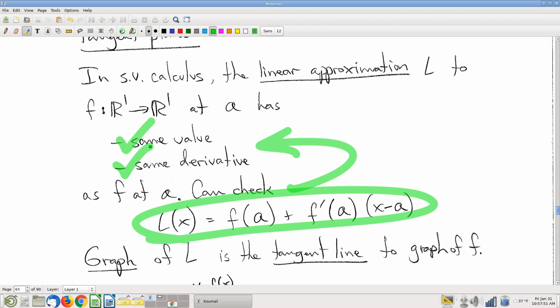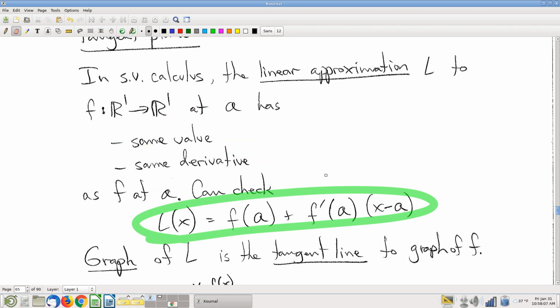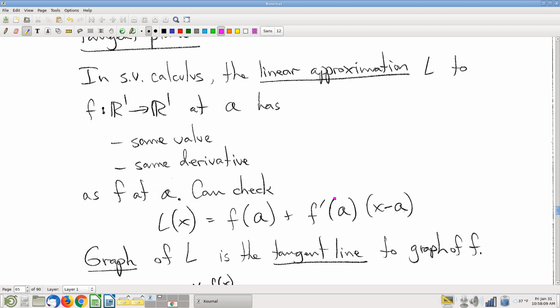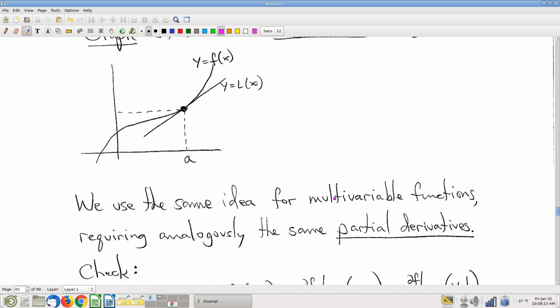So, little exercise, make sure that you can do that. Make sure that you can, in fact, confirm that this L has the same value and the same derivative as f at the point a. There's a couple little detail devils that you've got to make sure that you are clear on before you do that. Okay, all right, so with that context, I hope this comes as no surprise.